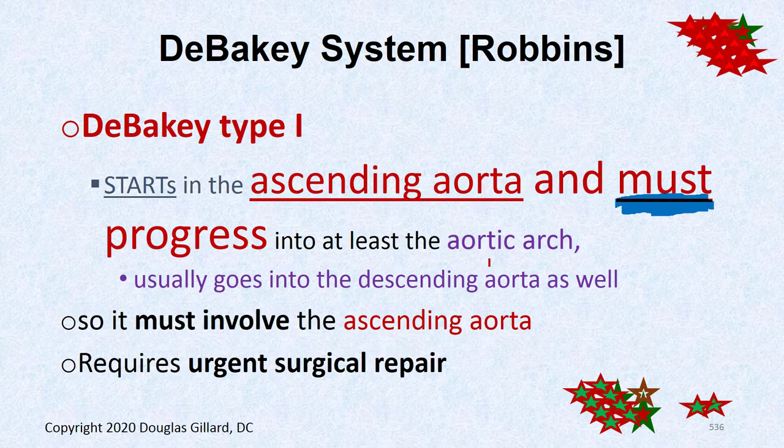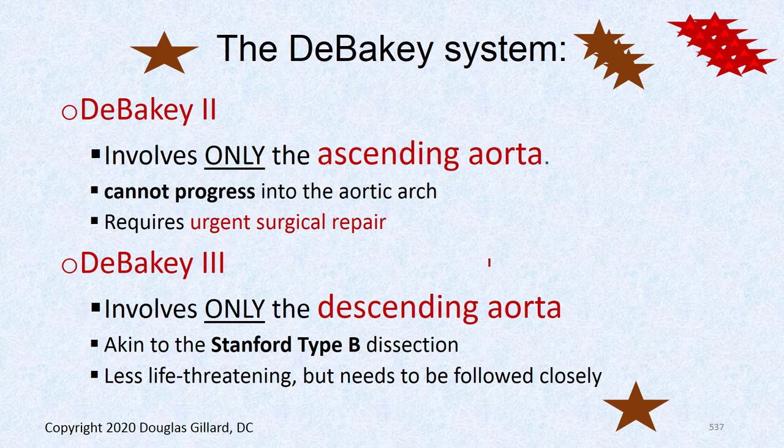Got it? These are dangerous. You can see the overlap. Stanford A is DeBakey 1. They overlap, and it's DeBakey 2 as well. DeBakey 2 is only in the ascending aorta. Another one, urgent surgical repair. DeBakey 3 involves only the descending aorta.